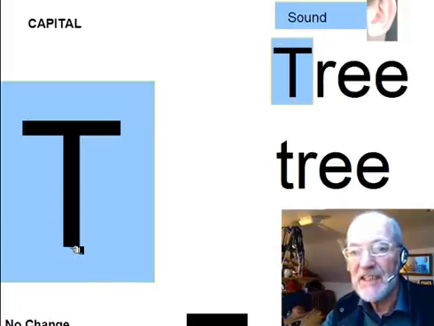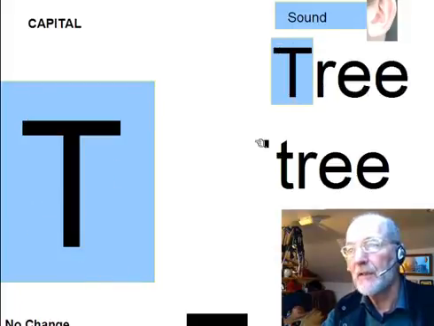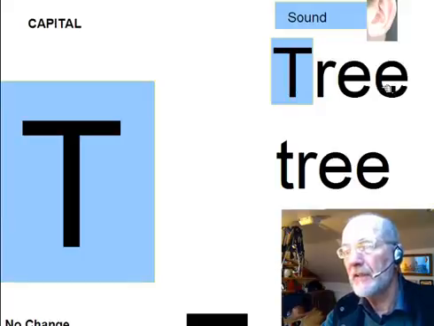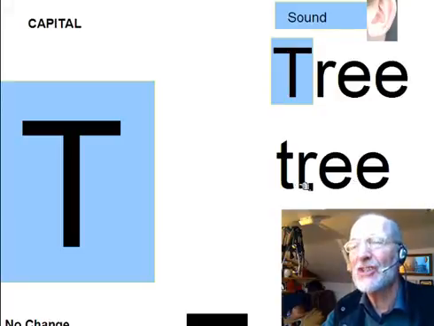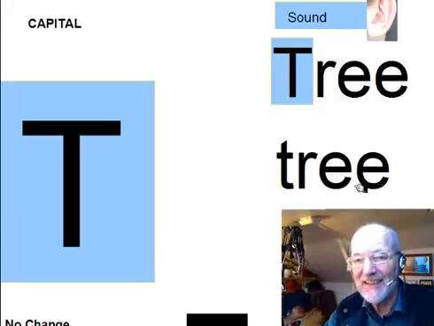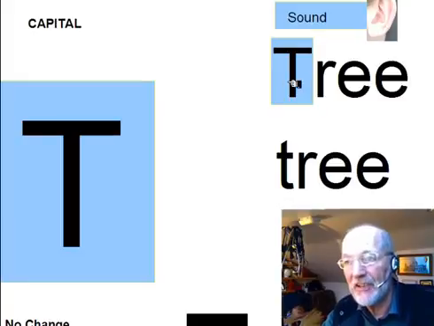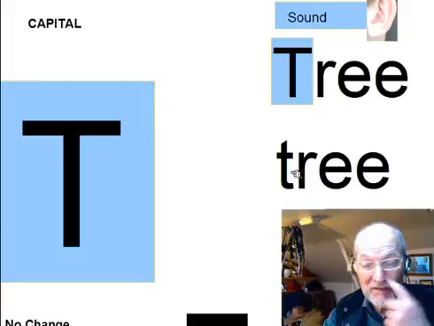T. Tree. Capital T, tree. Small t, tree. No change between a capital T and the sound it makes, and a small t and the sound it makes.